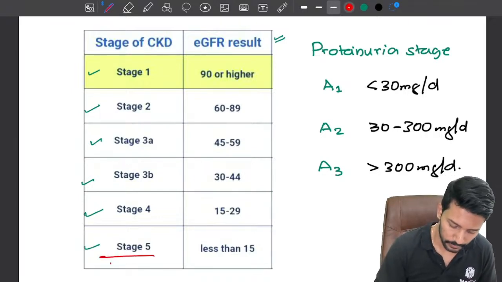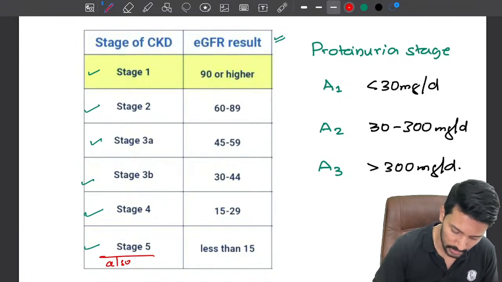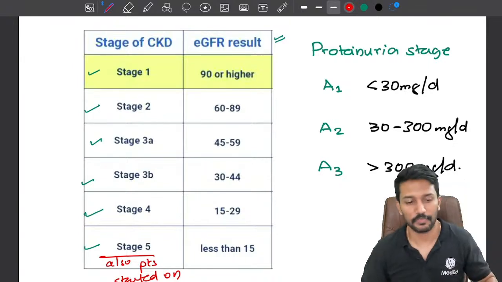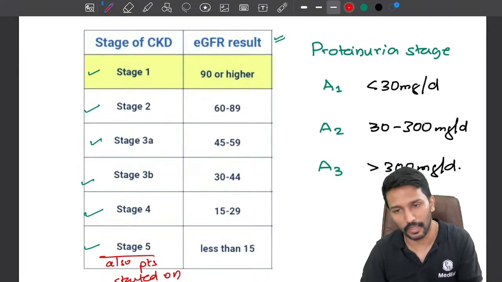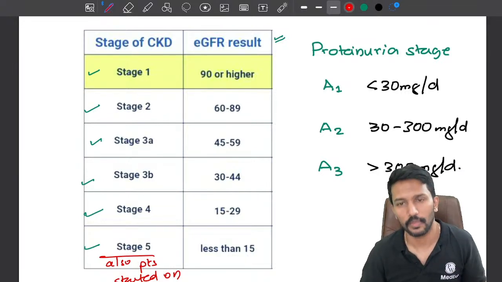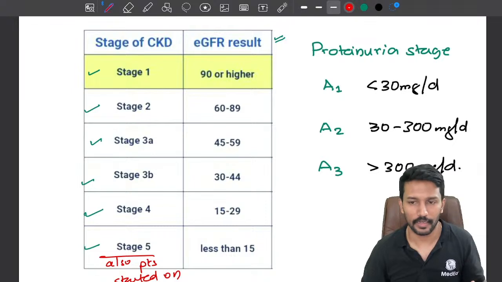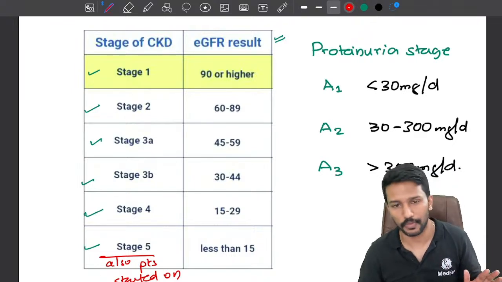And also remember, any patient started on dialysis regardless of their estimated GFR will be considered as stage 5, right? Same applies to acute kidney injury. Any patient of acute kidney injury who is started on dialysis will be stage 3. Similarly, a CKD patient, if they are started on dialysis, it will be automatically stage 5, right?